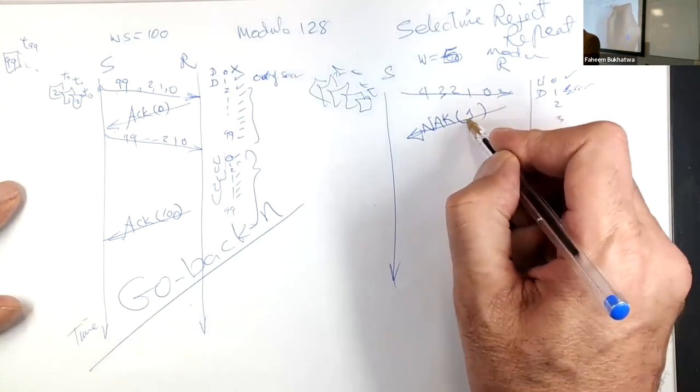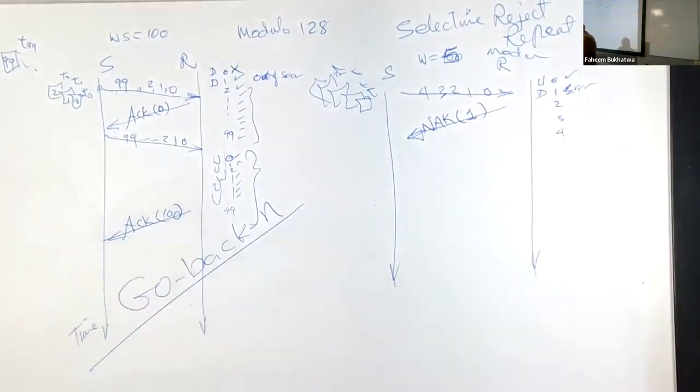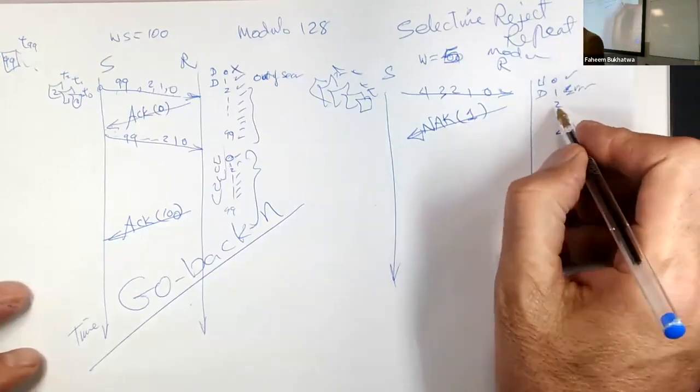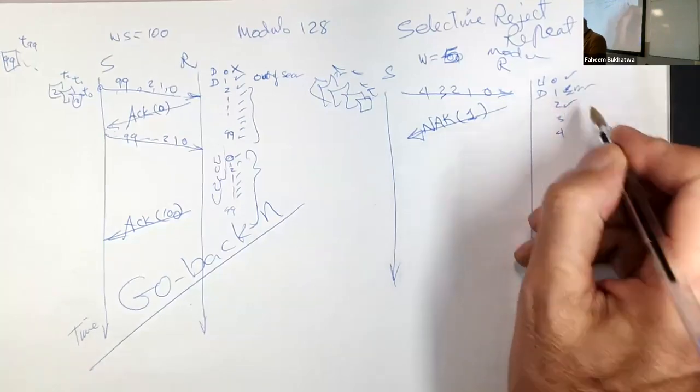The NAK carries the number of the frame that has the problem. So NAK 1 means please only send me this frame. Remember, with the acknowledgement, if I send you acknowledgement 1, that means everything before 1 is okay, but everything after 1 is not okay. Send me 1 and 2 and 3 and 4. With the negative acknowledgement, can you just send me number 1? That's all. And we look at number 2. Now number 2 is good.